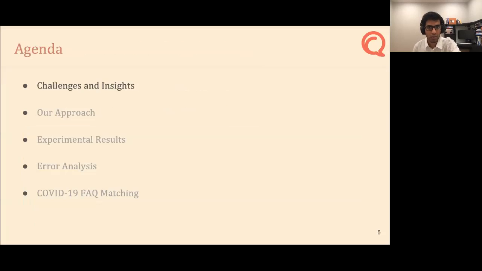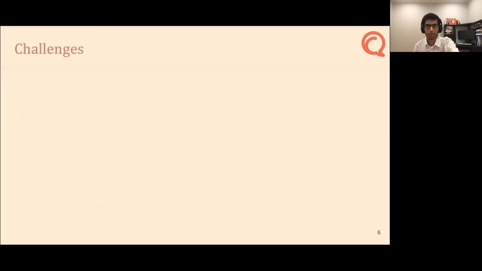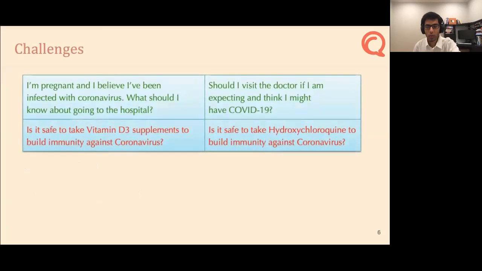Next, I'd like to go through some of the challenges of solving this problem and the insights that we had. Whether two questions are semantically similar is especially difficult in specialized domains such as medicine, given the nuances in medical language. For example, to tell the questions in the first row are similar requires understanding that being pregnant and expecting is the same thing. Secondly, being infected with coronavirus and having COVID-19 are equivalent. And lastly, going to the hospital is the same as visiting a doctor.